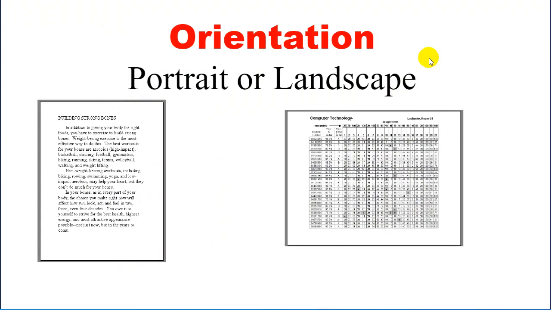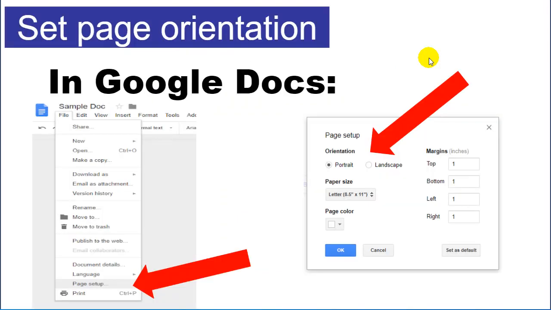Those are the two orientations, and here's how you change them in Google Docs. In Google Docs, you go to the exact same place. You go to File, you go down to Page Setup, and sure enough, under Page Setup, there's orientation, portrait, and landscape.